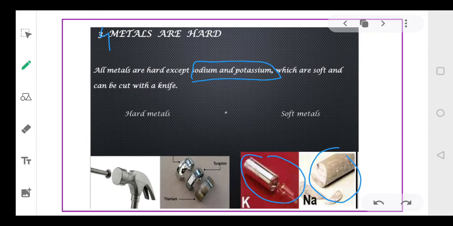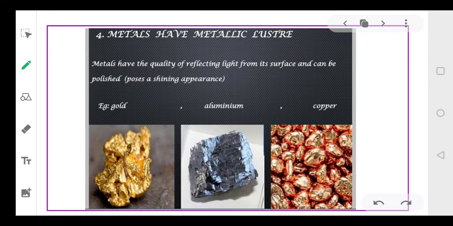But can you cut iron with a knife? No. Can you cut gold with a knife? No. So most of the metals are hard metals. We cannot cut them. We require special machines to cut them. But two metals, sodium and potassium, are so soft that they can be cut with a knife. So these two were the exceptions.